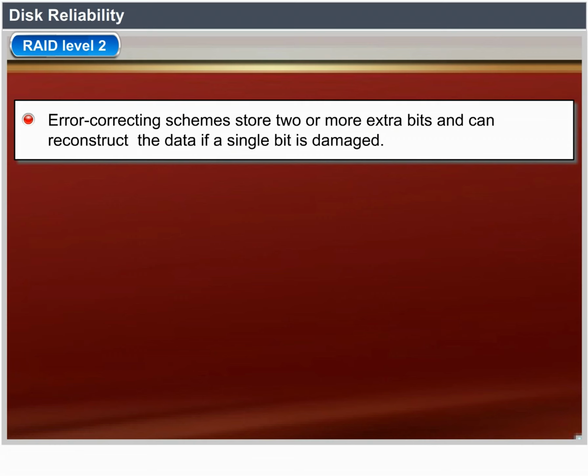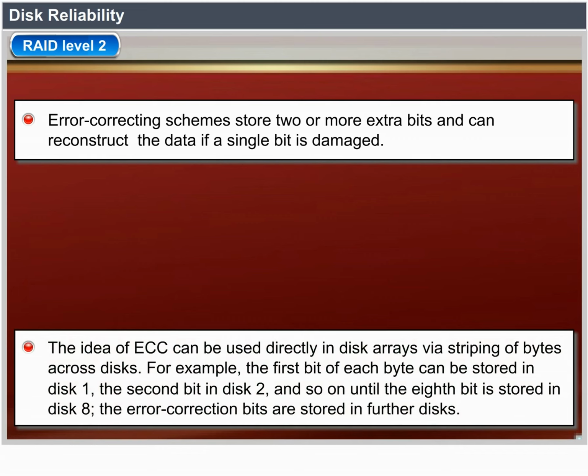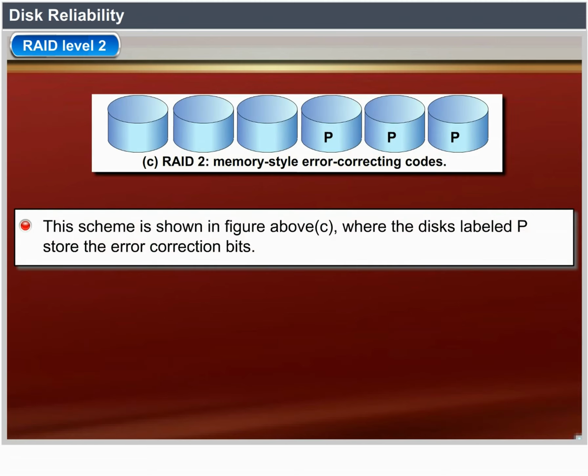The idea of ECC can be used directly in disk arrays via striping of bytes across disks. For example, the first bit of each byte can be stored in disk 1, the second bit in disk 2, and so on until the 8th bit is stored in disk 8. The error-correction bits are stored in further disks. This scheme is shown in figure C, where the disks labeled P store the error-correction bits.